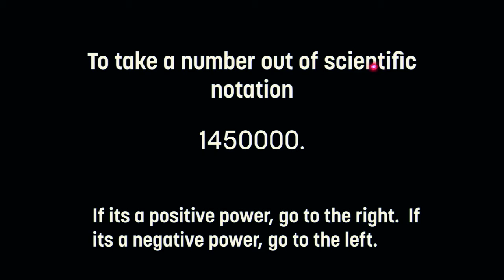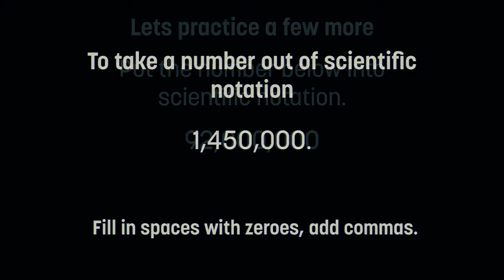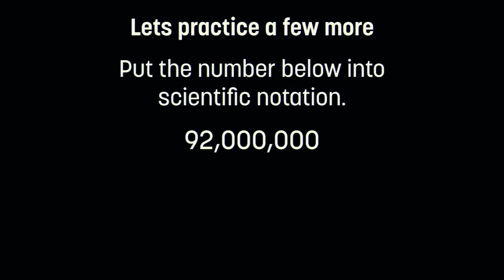So when you're taking a number out of scientific notation, if you have a positive power, you go to the right. If we were dealing with a negative exponent, we would have gone to the left. The decimal place would have gone to the left. It's the opposite of when you're putting a number into scientific notation. All right? So we fill in the spaces with zeros, and then we add commas. We wind up with 1,450,000.